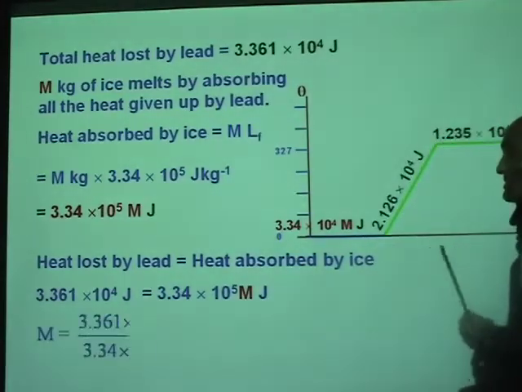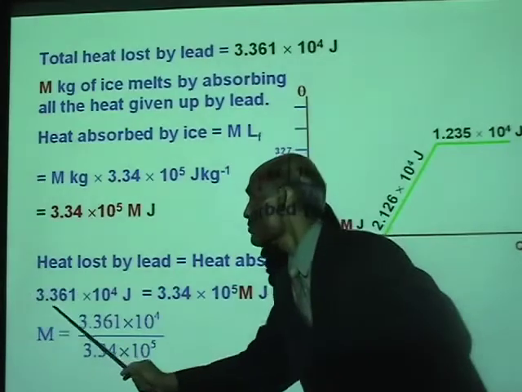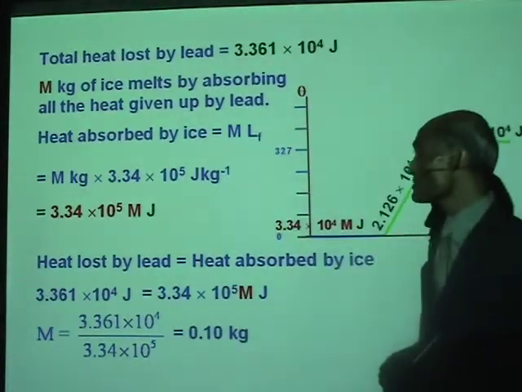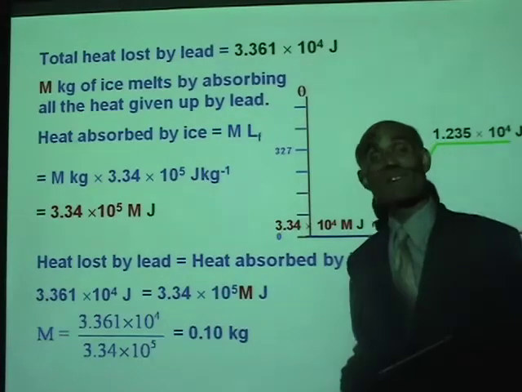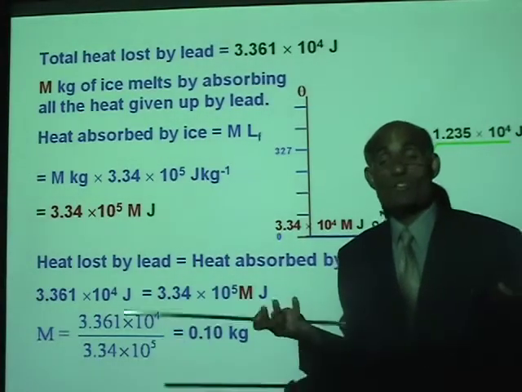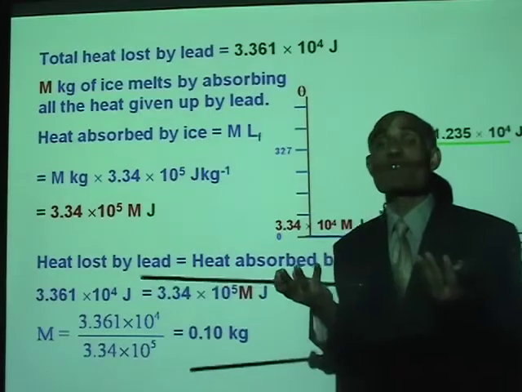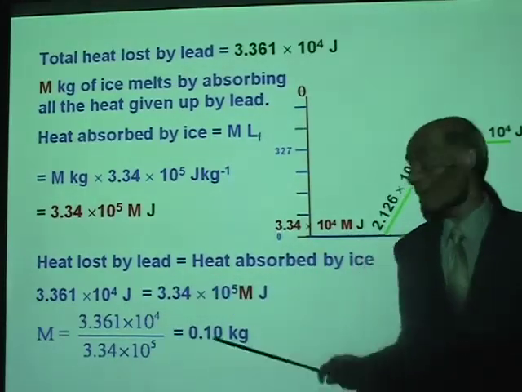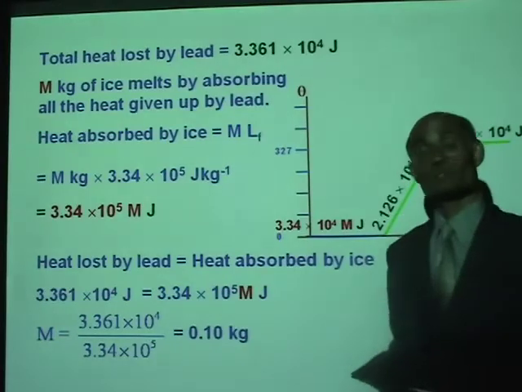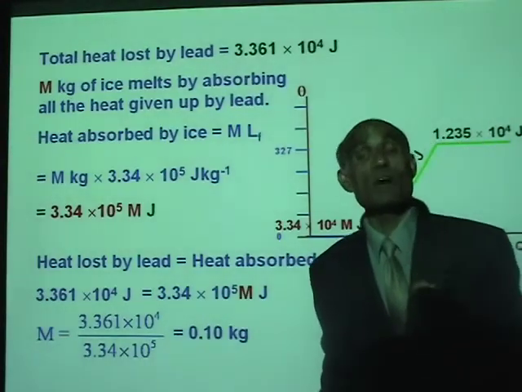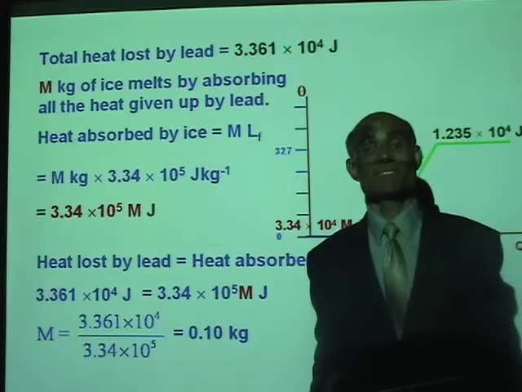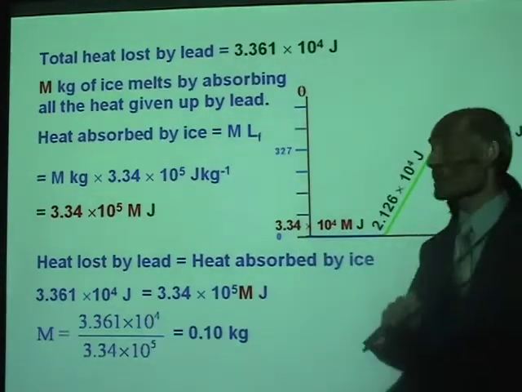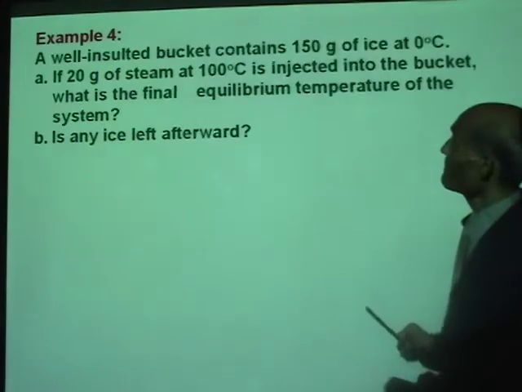What is m equal to? M equals this quantity divided by that quantity, and that is 0.1 kilogram. You can see, because of the very high value of latent heat of fusion, all this heat given out by lead only melts 0.1 kilogram or 100 gram of ice. Alright, that was a neat problem. Let's do another one at the same time.